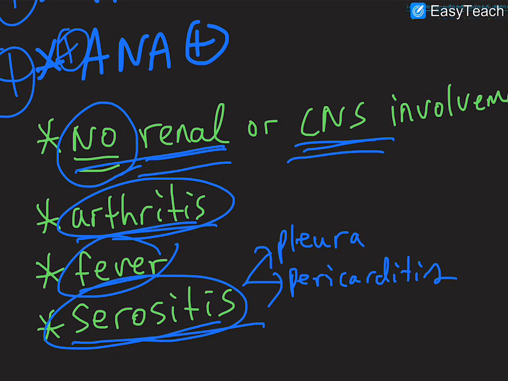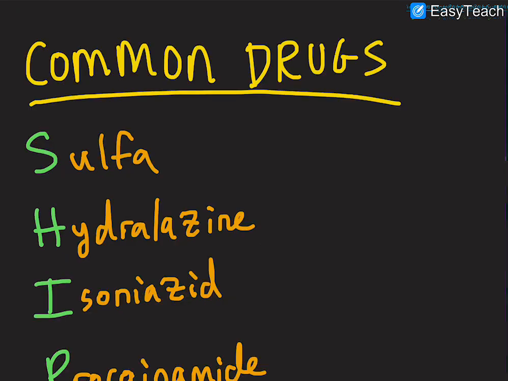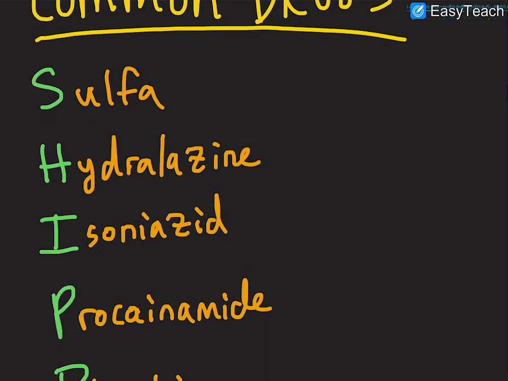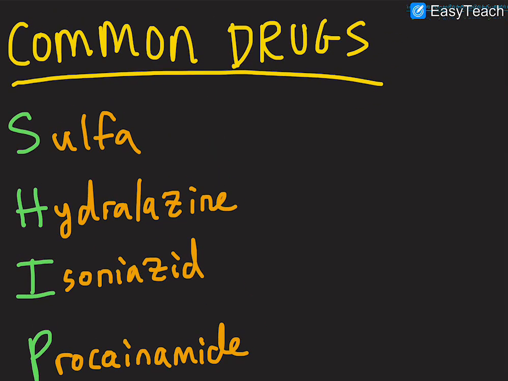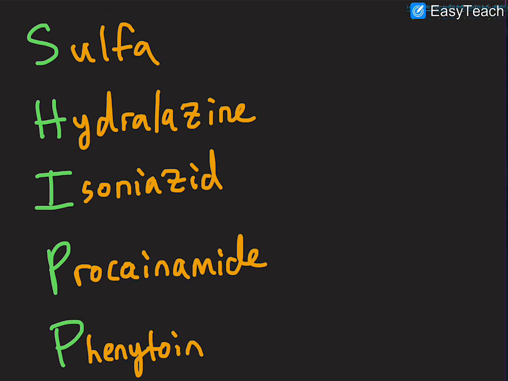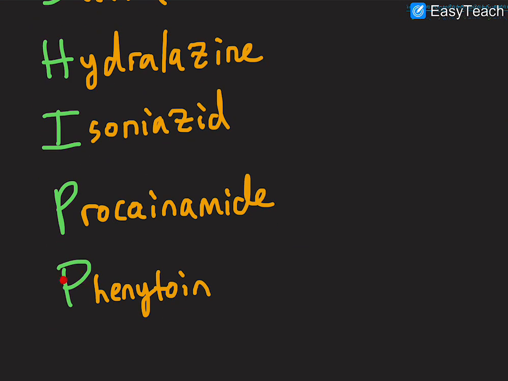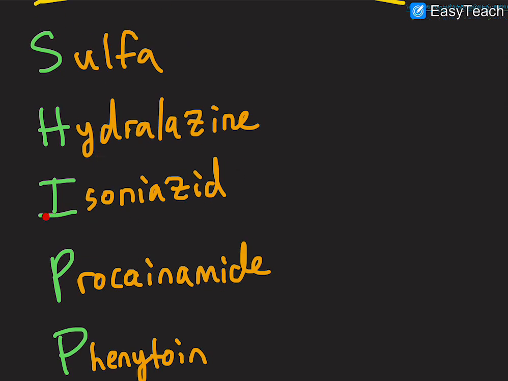But it's called drug-induced lupus, so we should see what drugs induce this lupus. The common drugs that we should know, I remember by the mnemonic SHIP, okay? If you remember the mnemonic SHIP, it's easy to remember: S for sulfa drugs, H for hydralazine, I for isoniazid, P for procainamide, which is an antiarrhythmic, and the other P for phenytoin, which is an anti-seizure drug, okay? You can also use isoniazid in tuberculosis treatment too, all right?